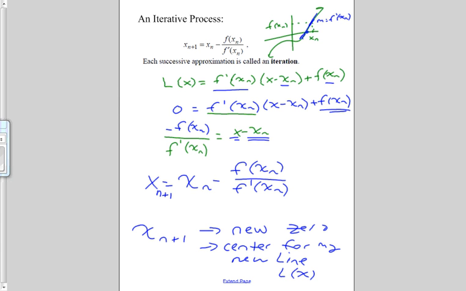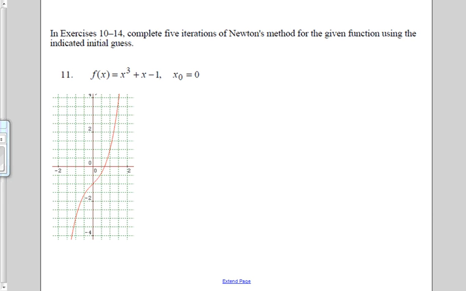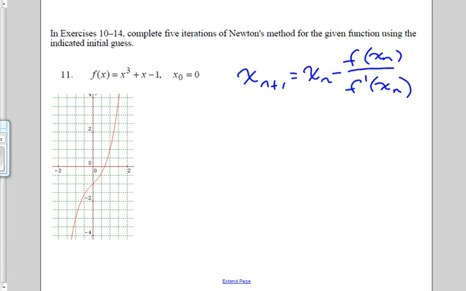And the idea is this. Here's how we can use our calculator in a very nifty, cool way. If each subsequent 0, x sub n plus 1, equals x sub n minus f of x sub n over f prime of x sub n, what we can do is take this function and put it in our calculator.